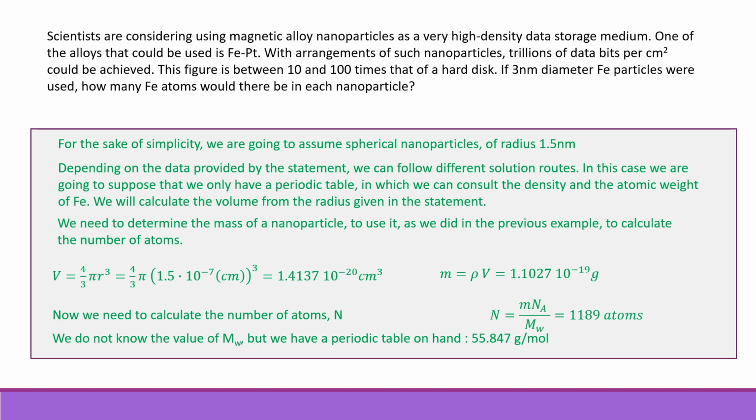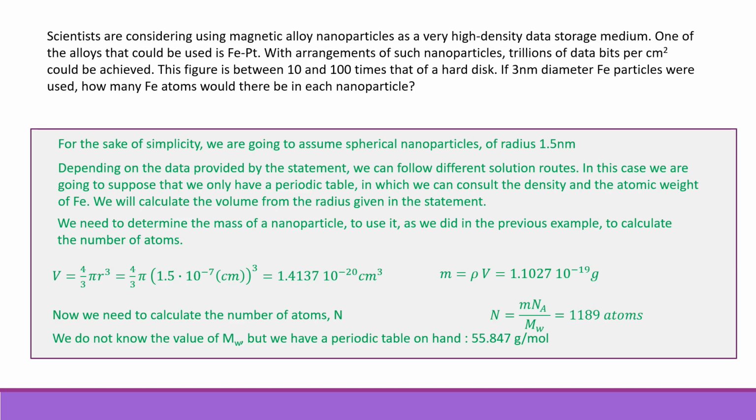So first we need to determine the mass of the nanoparticle. We have the radius or the diameter, then we have the volume, we have the density, then we have the mass. Volume is spherical, we have assumed spherical, so 4/3 pi r cubed. Put the numbers here, and this is the volume we obtain. Mass equals density times volume. Substitute the figures here, and it's the value we obtain for the mass.